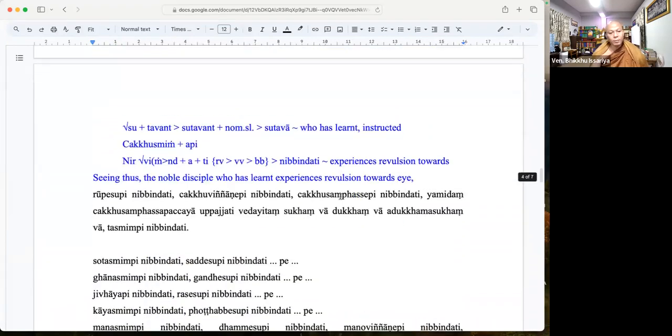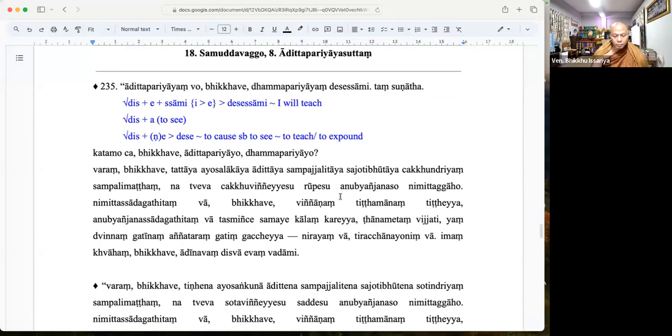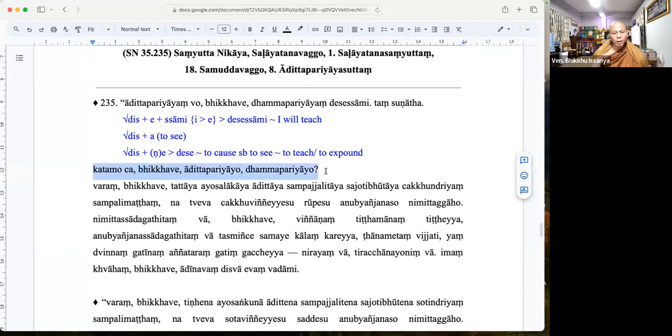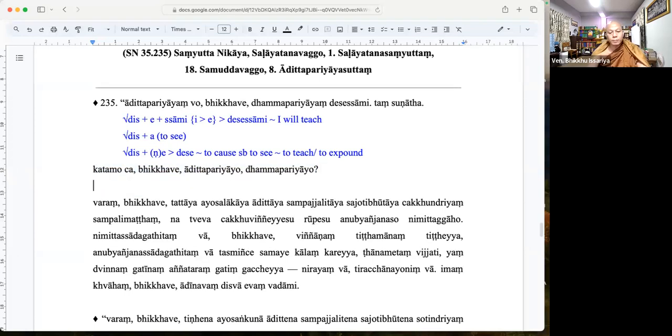Now here also, the Buddha asked a question. So what is, so kadamo bhikkhave adida priyayo. So in this question also, actually the verb to be is omitted. Okay. So bhikkhave is a vocative case. What is adida priyaya. Or Dhamma talk shortly, or Dhamma Briyayo. So Adida Briyayo, Dhamma Briyayo. So what is Dhamma talk on banning? Or in this way, or which one is Dhamma talk?